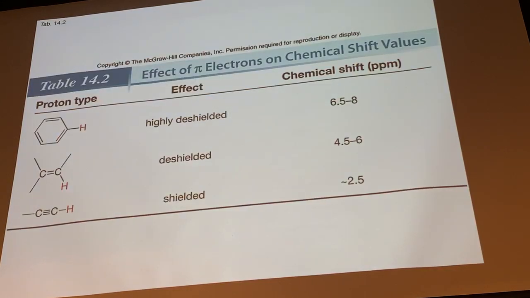So this table here summarizes the effect of pi electrons on chemical shifts. Hydrogens on benzene rings are highly deshielded. Hydrogens on alkenes are also deshielded, not as much, because there's only 2 pi electrons in an alkene, so you have a weaker induced magnetic field than with a benzene ring. And then the hydrogen of an alkyne, because of the linear geometry instead of trigonal planar geometry, the pi electron induced magnetic field shields that hydrogen, leading to a lower chemical shift value.